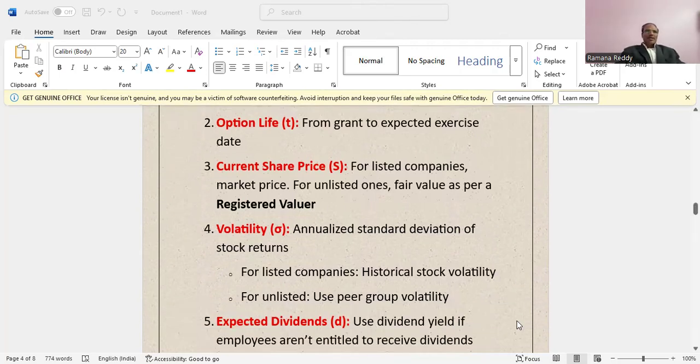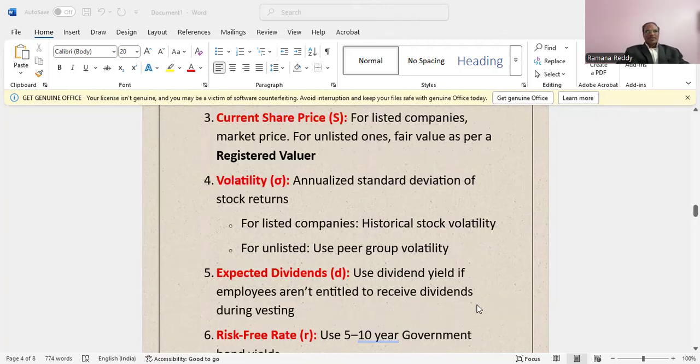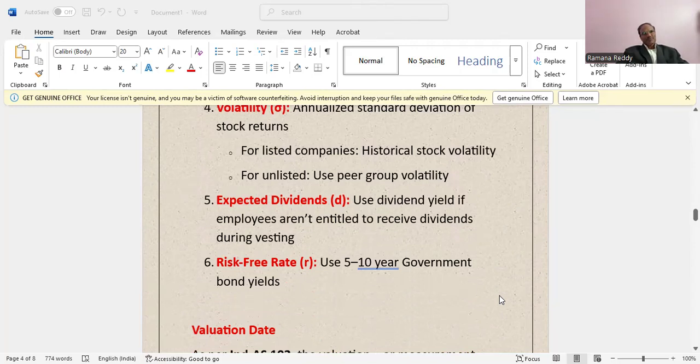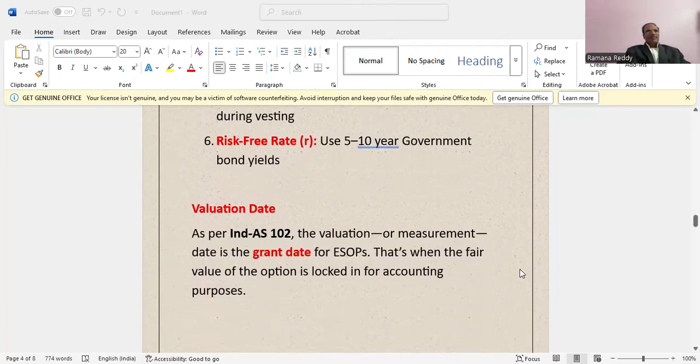Volatility, sigma, the annualized standard deviation of stock returns. For listed companies, historical stock volatility. For unlisted, use peer group volatility. Expected dividends, D, use dividend yield if employees are not entitled to receive dividends during the vesting. And risk-free rate R, use 5 to 10 year government bond yields. And valuation date: as per Ind-AS 102, the measurement date is the grant date, when the fair value of the option is locked for accounting purposes.